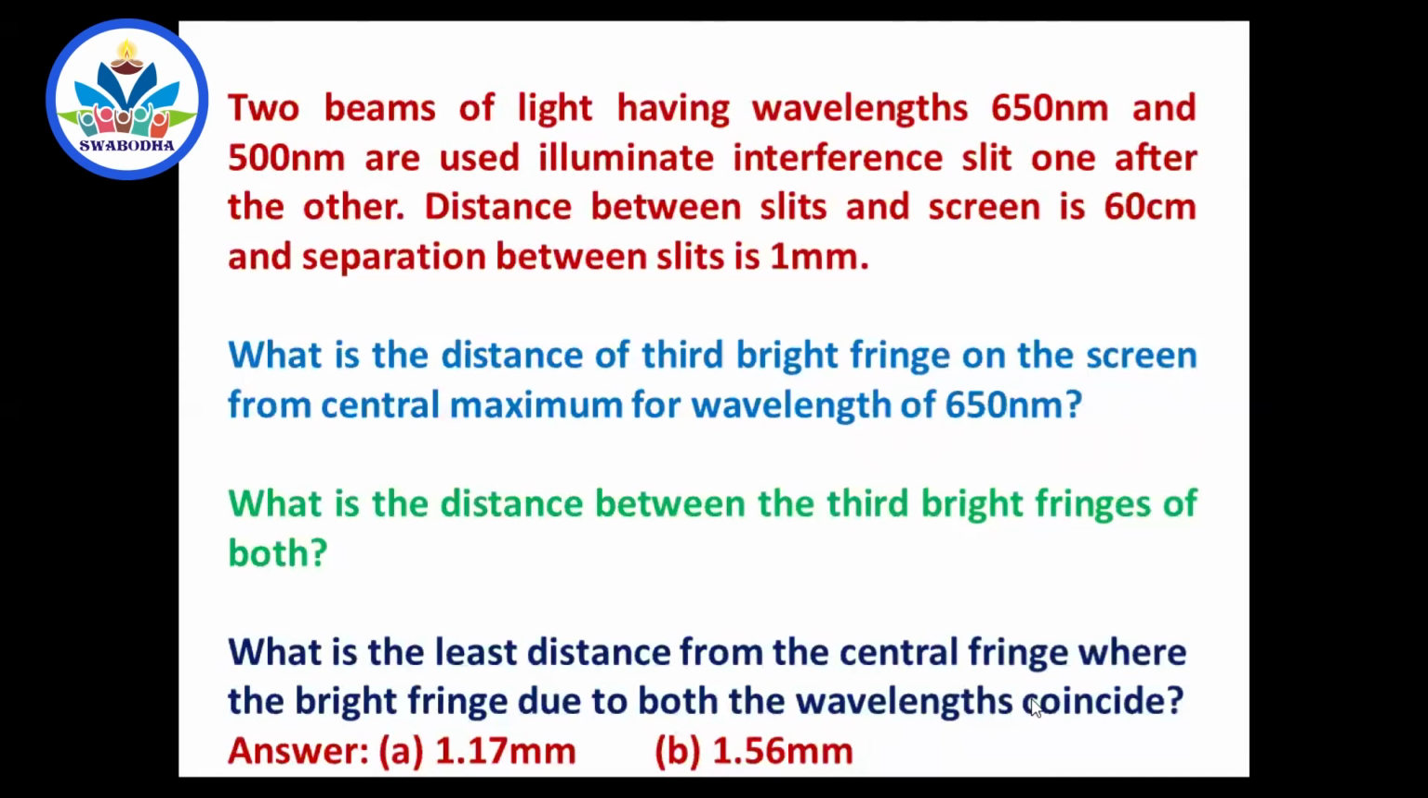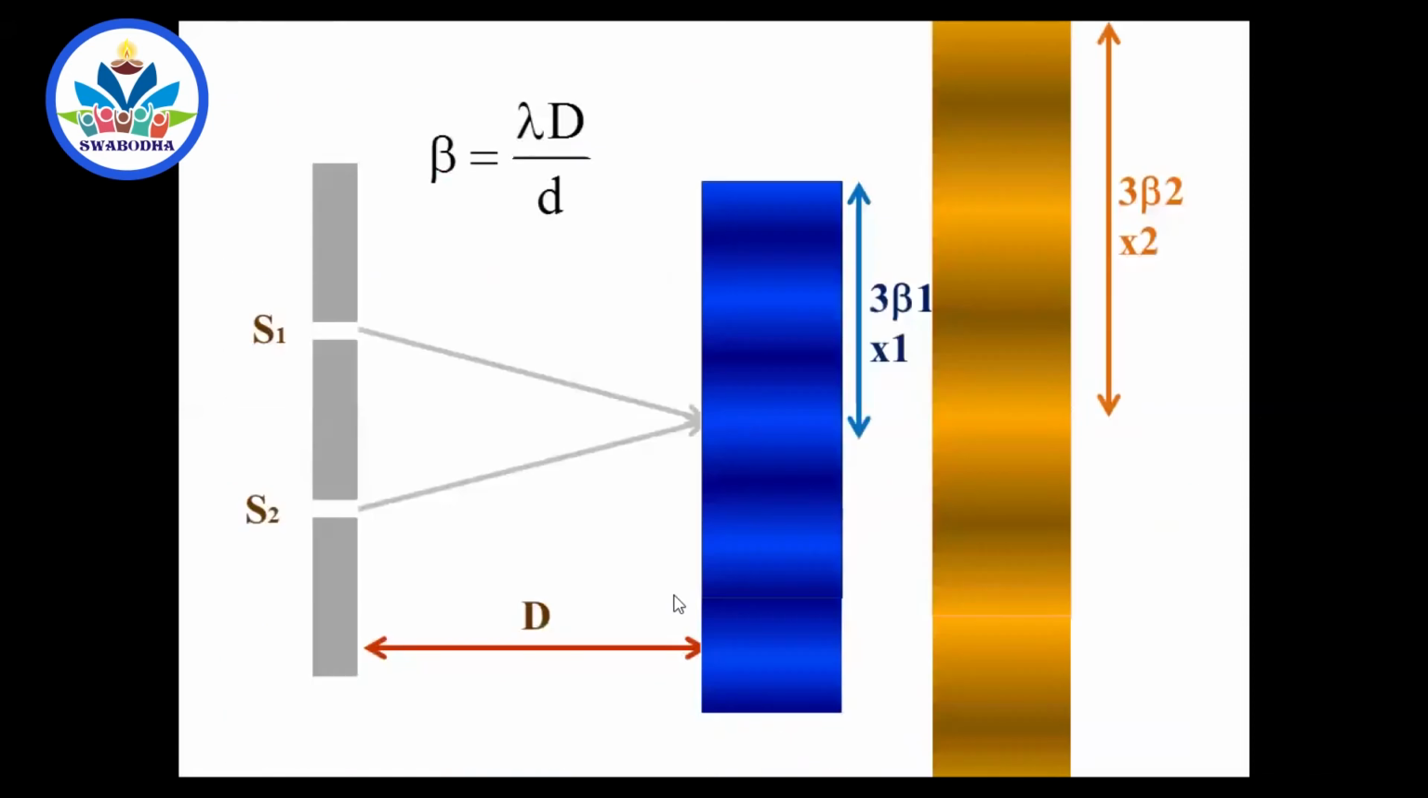What is the least distance from the central fringe where the bright fringes due to both the wavelengths coincide? This is what we were talking about in the previous problem. At which point both fringes coincide. Of course, these answers are wrong. I have forgotten to remove this. It is in the book also. So these answers are wrong. I have to change it.